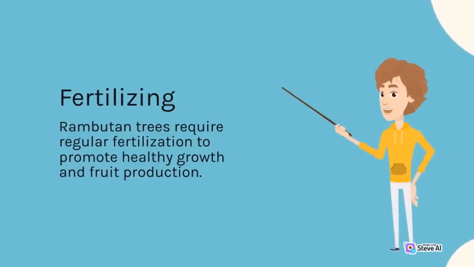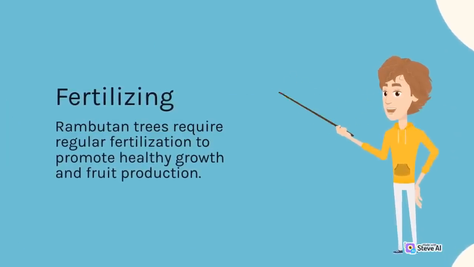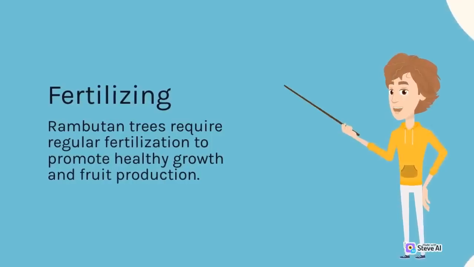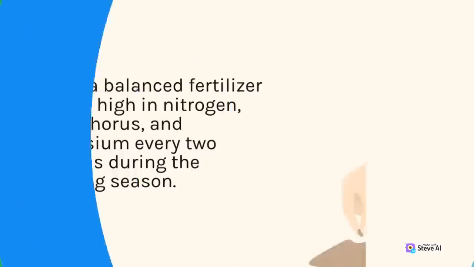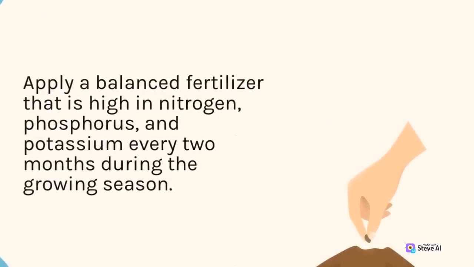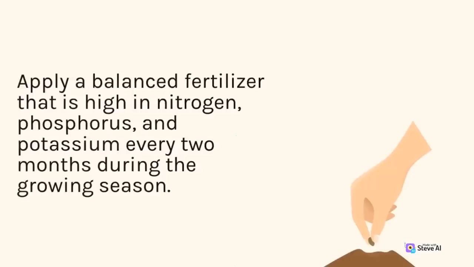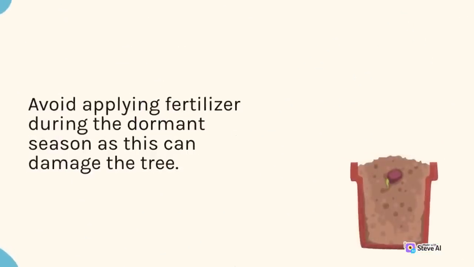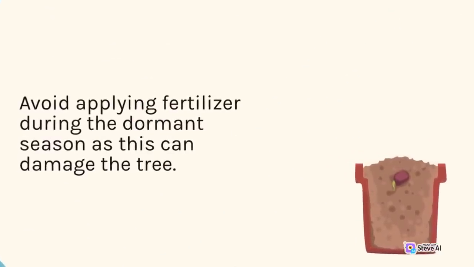Fertilizing. Rambutan trees require regular fertilization to promote healthy growth and fruit production. Apply a balanced fertilizer that is high in nitrogen, phosphorus, and potassium every 2 months during the growing season. Avoid applying fertilizer during the dormant season as this can damage the tree.